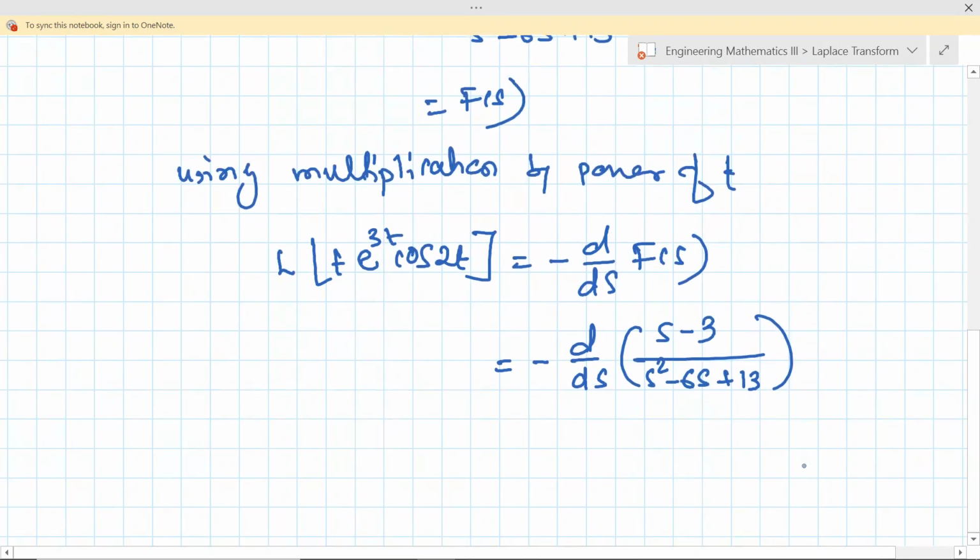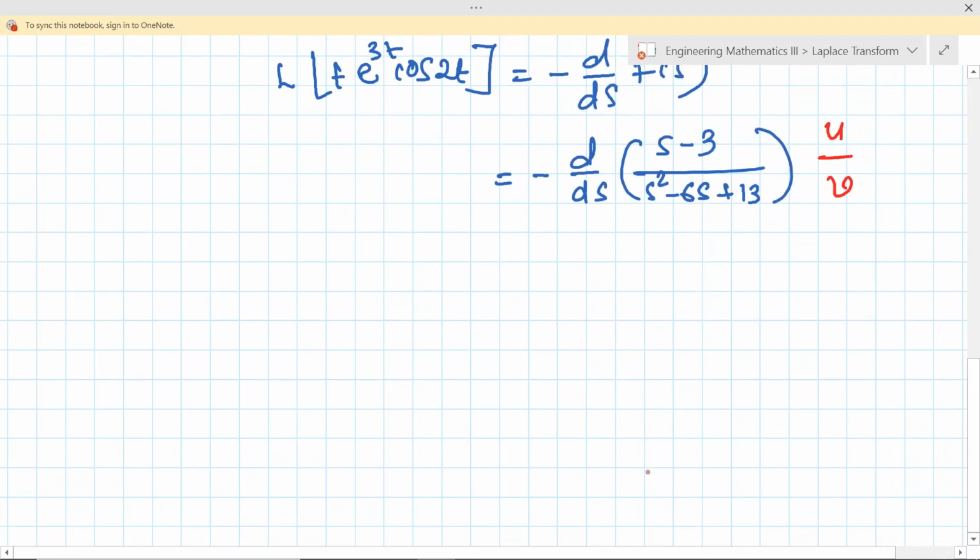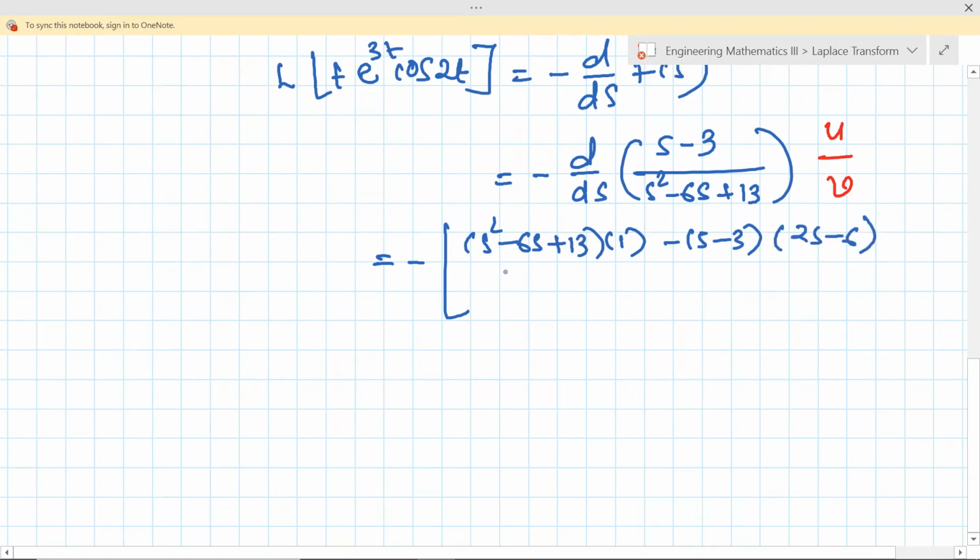Use the u upon v rule for this derivative. So this is minus, v as it is, s square minus 6s plus 13, times derivative of u which is 1, minus u as it is, s minus 3, times derivative of v which is 2s minus 6, upon v to the power 2, s square minus 6s plus 13 bracket square. Just simplify this and you will get the final answer.